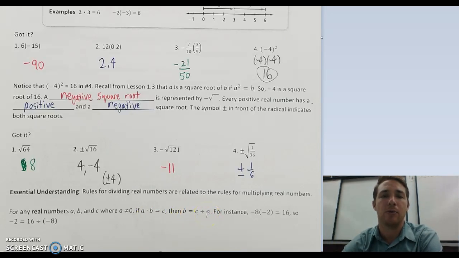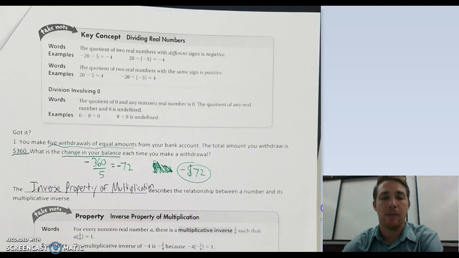So a lot of these same rules will follow. Notice I have two negatives. They both have the same sign and it's positive. So when I use division, it's going to be negative if I use a negative and a positive. Let's look at that with some examples. So the quotient of two real numbers with different signs is negative, just like with multiplication. So if I divide negative 20 by 5, that result is negative because I have one of each sign.